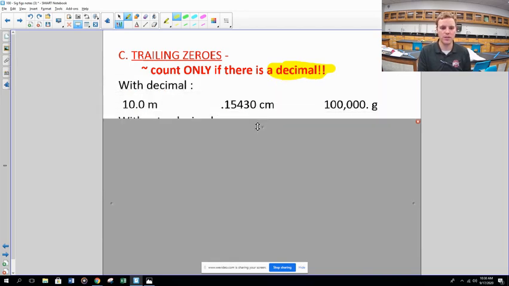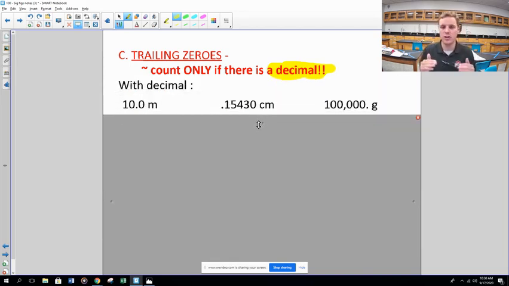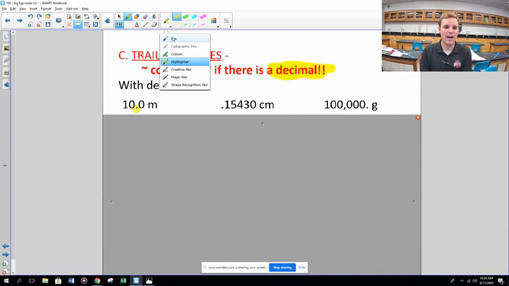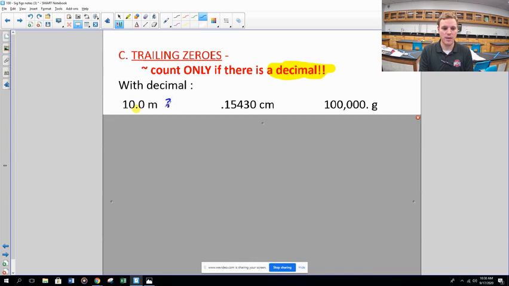What do you mean by trailing zeros, Mr. P? Well, a trailing zero is any zero that does not have a non-zero after it. So 10.0 does not have a non-zero after it, so these zeros are trailing. But we see that there is a decimal right here, and if there's a decimal, that makes every trailing zero in this measurement significant. So we would have 3 significant figures in this first measurement.